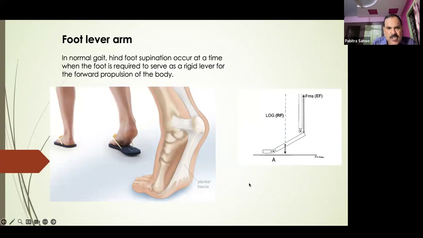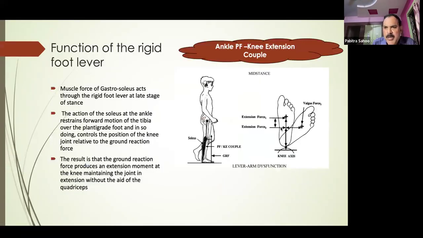So this picture I have already described to you, how it works. When the heel strike goes to midfoot, that is the second rocker, transmission of the body weight from the center of the ankle towards the midfoot. Here this is the soleus where it works. The soleus pulls the tibia posteriorly so that the center of gravity remains anterior to the knee joint.